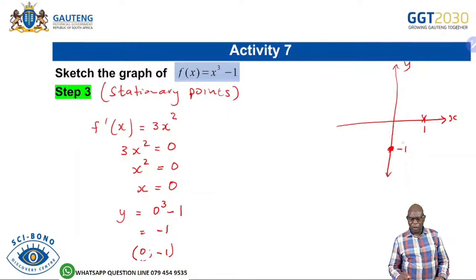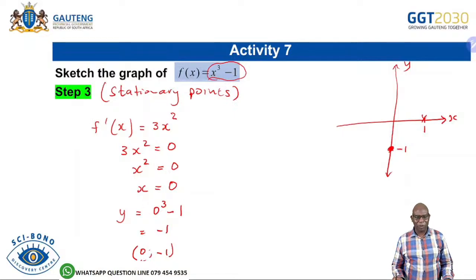So I've got only those 2 points. Can you see I've got only those 2 points? I've tried the x-intercept, the y-intercept, the turning point. And this graph is a cubic graph. It can never be a straight line. I cannot join this point and that point and get a straight line. That is going to be incorrect.